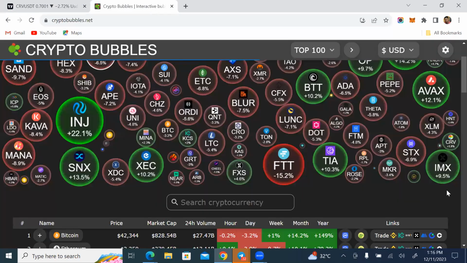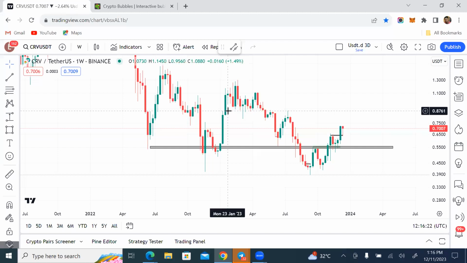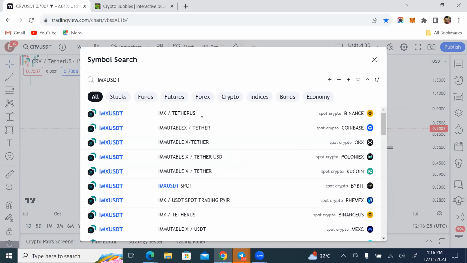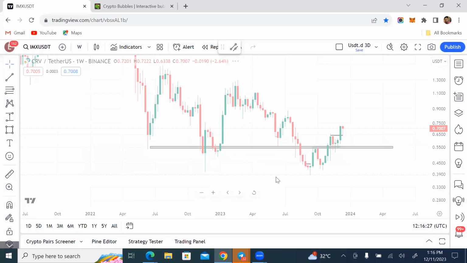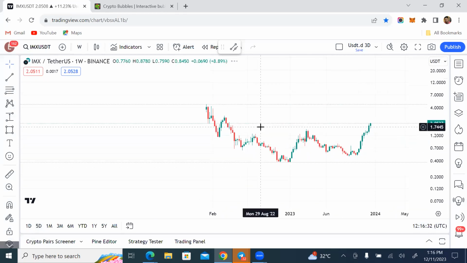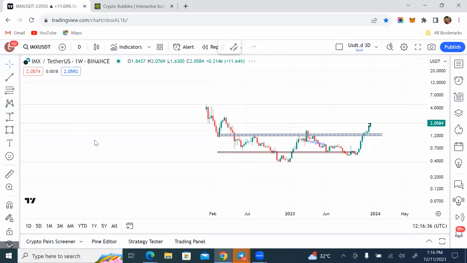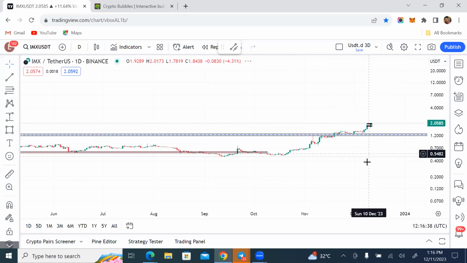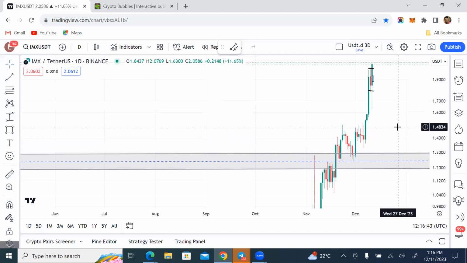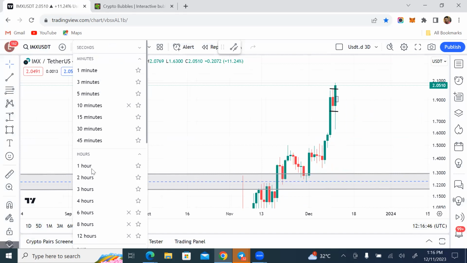Let's see what IMX is doing. Look at IMX. IMX is already doing something nice. IMX is doing something great. Oh, this is very, very nice. Let's see what it's doing on the daily. See, it's already pumping, it's doing some major moves.